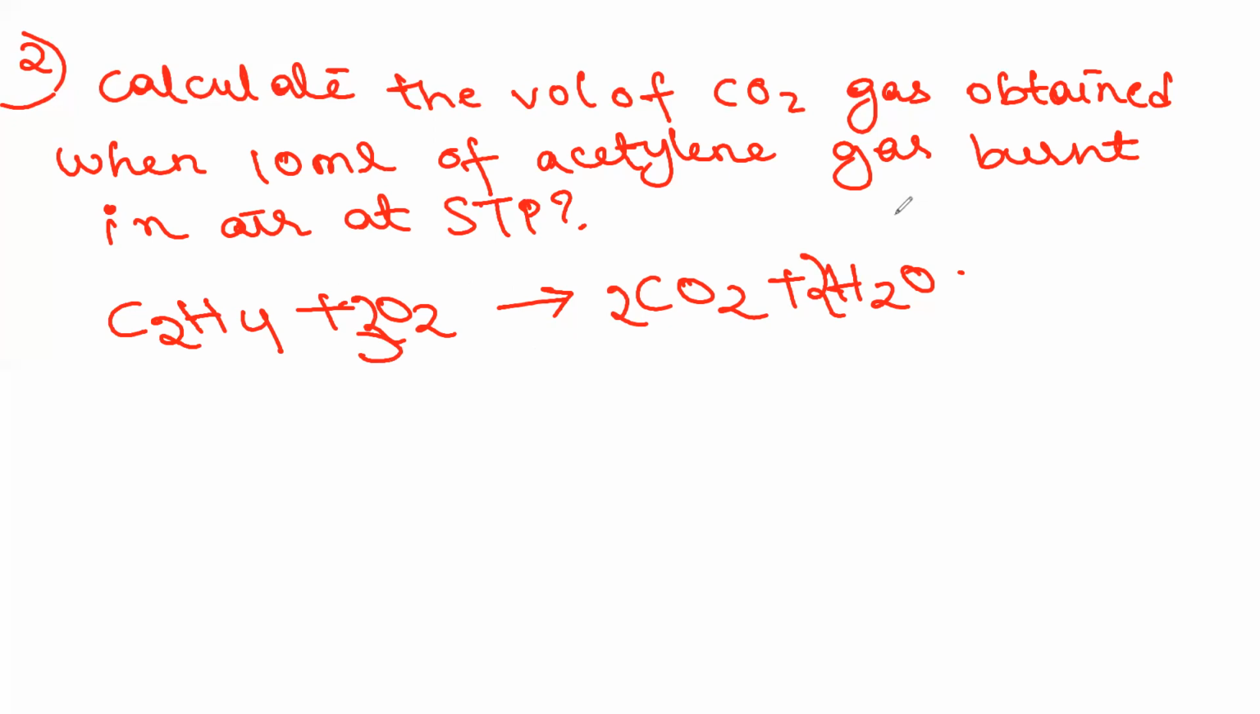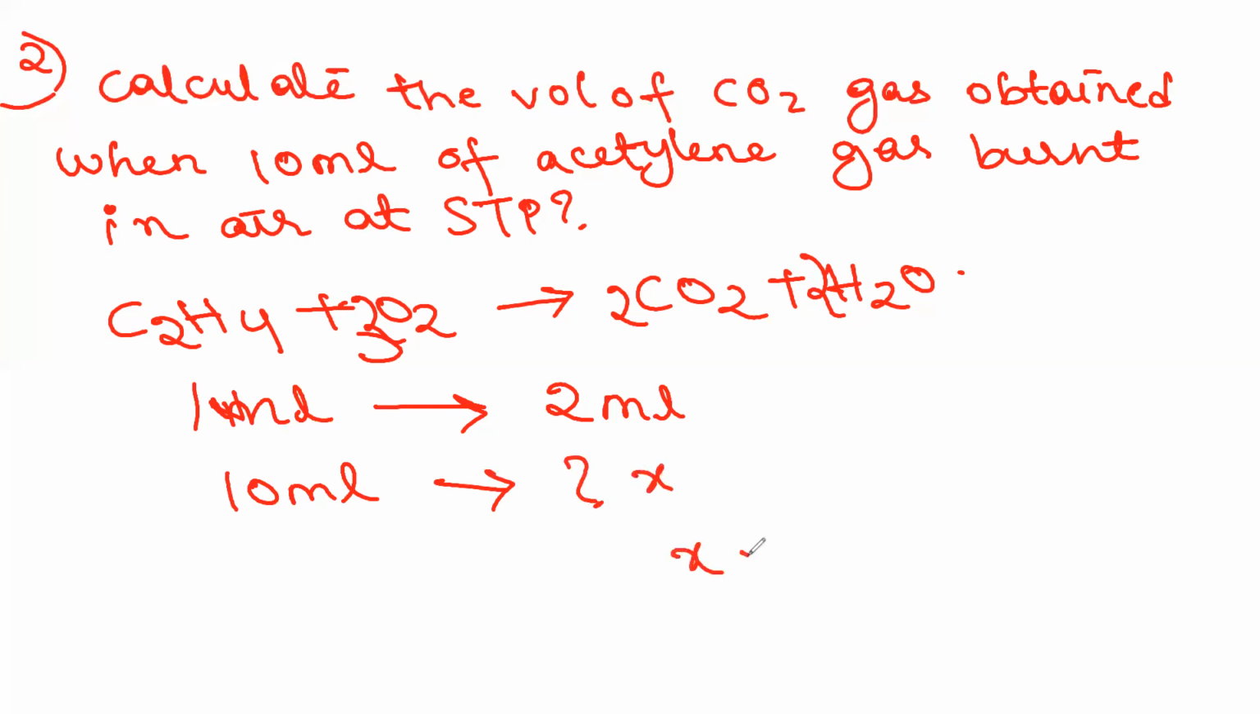1 mole of acetylene combines with oxygen gas to form 2 moles of carbon dioxide gas and water. In this way, we can say 1 volume of acetylene gives 2 volumes of carbon dioxide. So 1 ml of acetylene gives 2 ml of carbon dioxide. So 10 ml gives how much? It is equal to 20 ml. So this is question number 2. Next, question number 3.